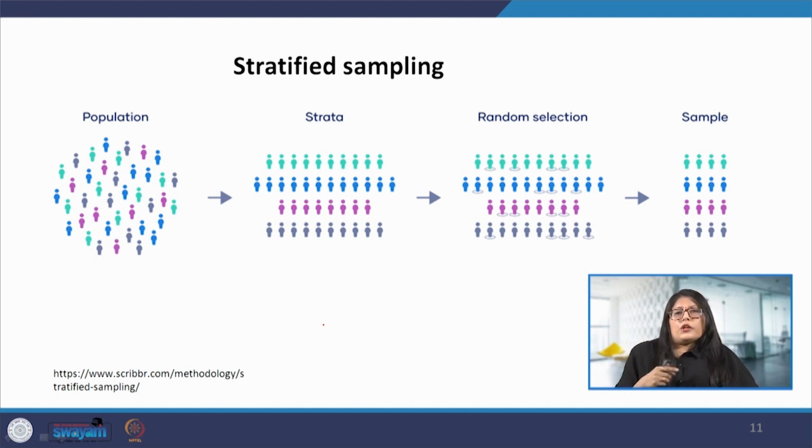So, based on the overall proportions of the population, we first calculate how many people should be sampled from each subgroup, and then we use a random sampling method to select the sample from each subgroup.